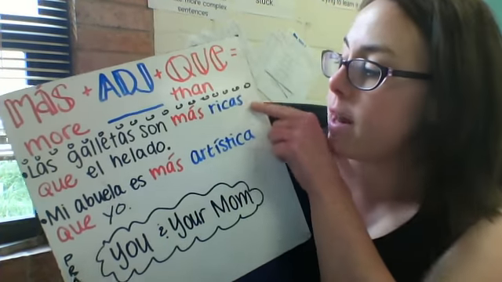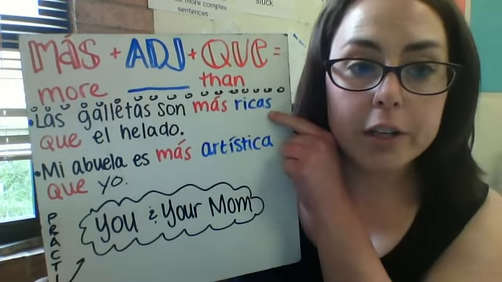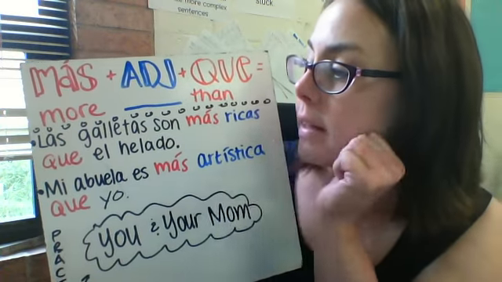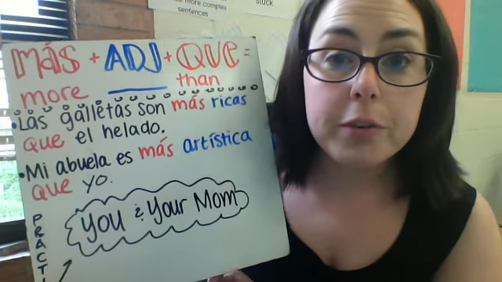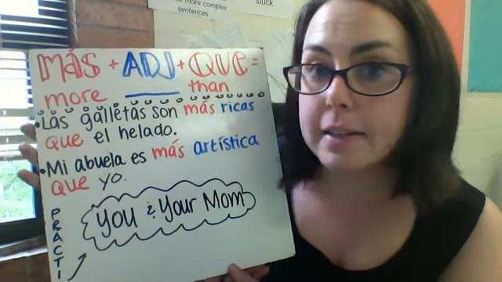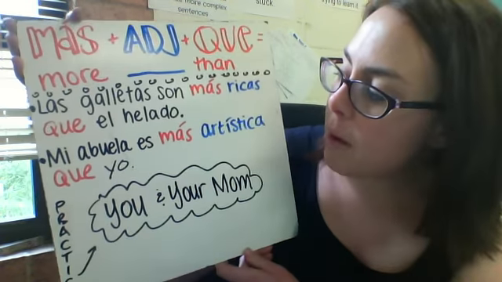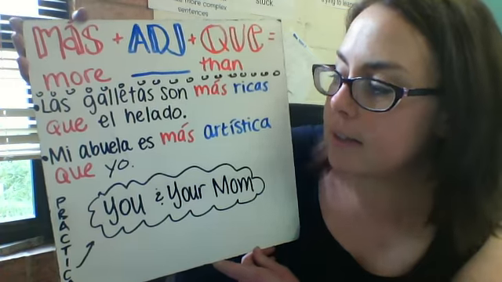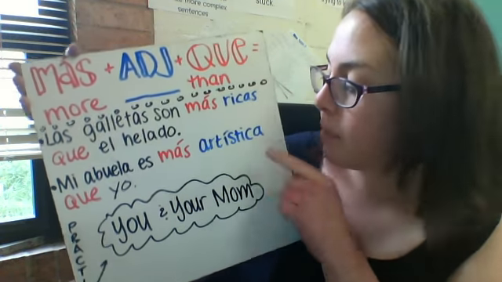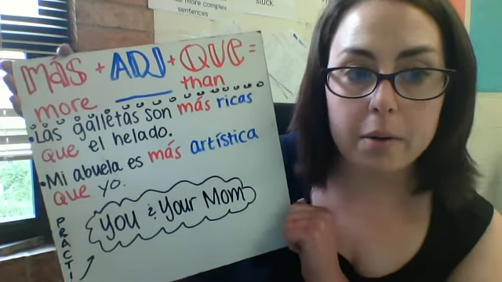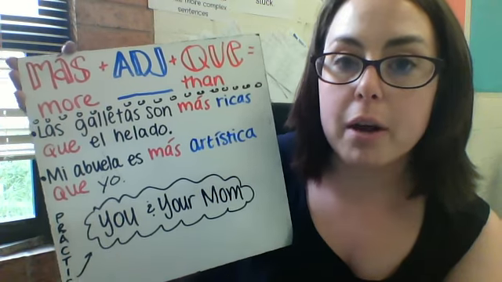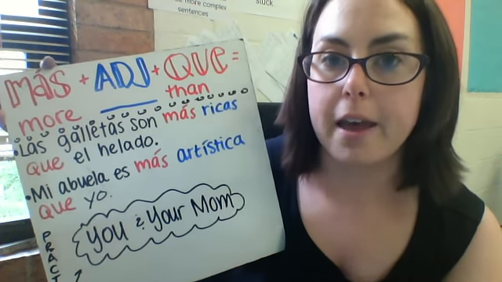Now, please notice that I've made my adjective again agree. Ricas is going to agree with las galletas. It's always going to agree with the first noun that's in the sentence, not the second one. Okay? Another example, mi abuela es más artística que yo. Again, because abuela is feminine, I want to make it artística, saying my grandma is more artistic than me.